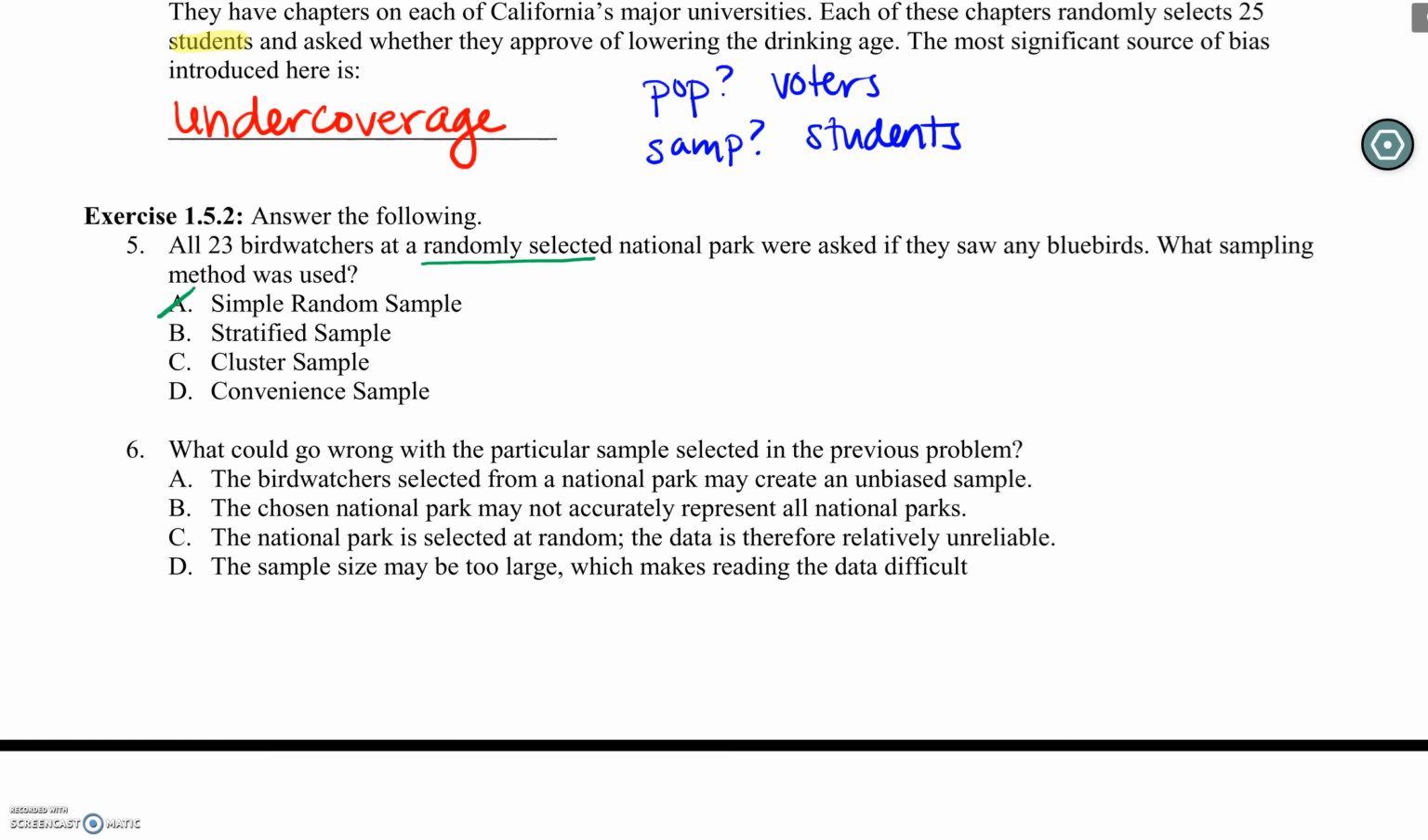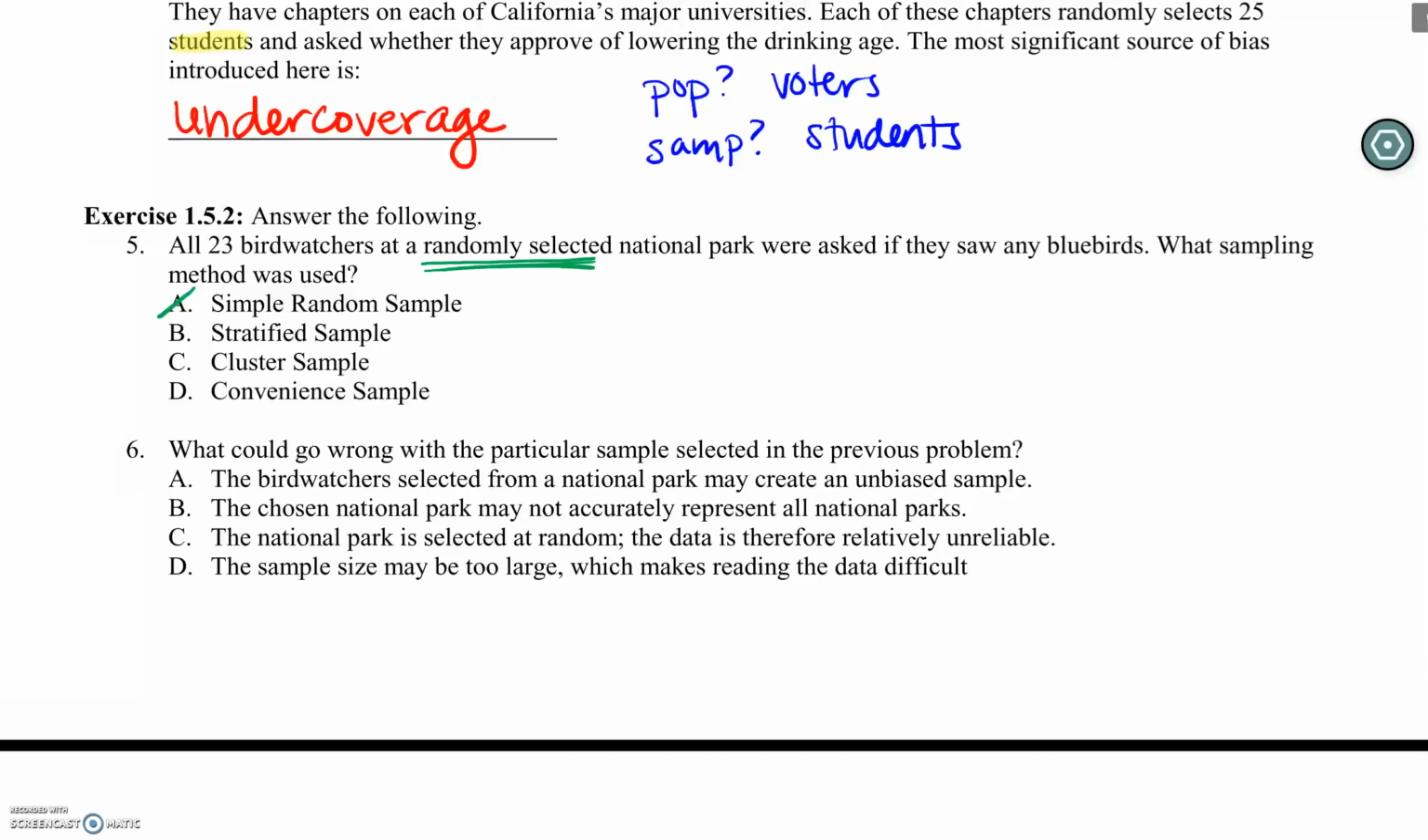The next biggest mistake is to think this is a convenient sample, because it is dang convenient that we went to one park only and then just talked to everyone there. So I can definitely 100% see the confusion. My argument for why it is not a convenient sample is that this is a randomly selected park. Since it is randomly selected, that does not mean it was the most convenient park, right?